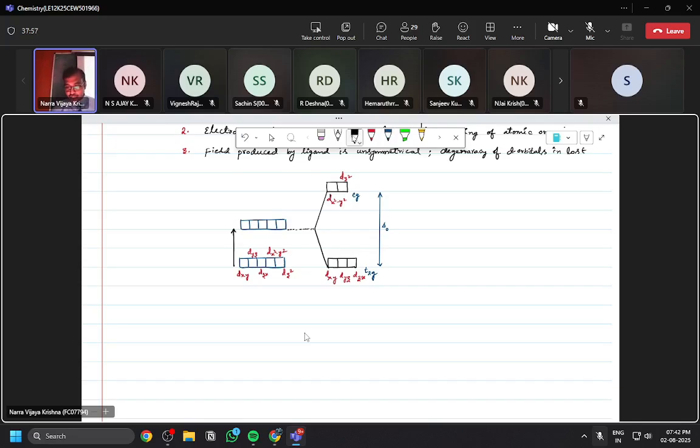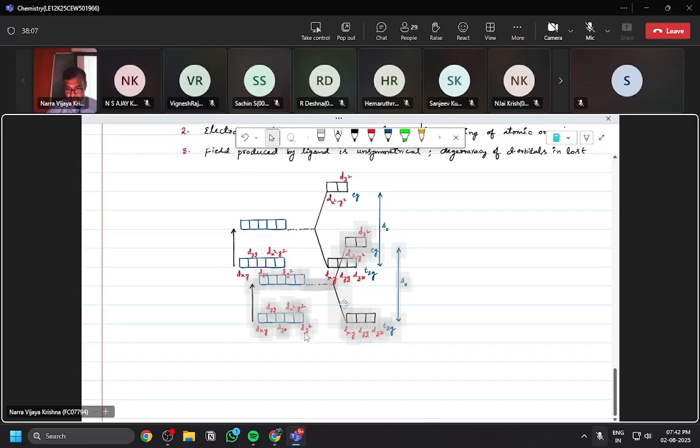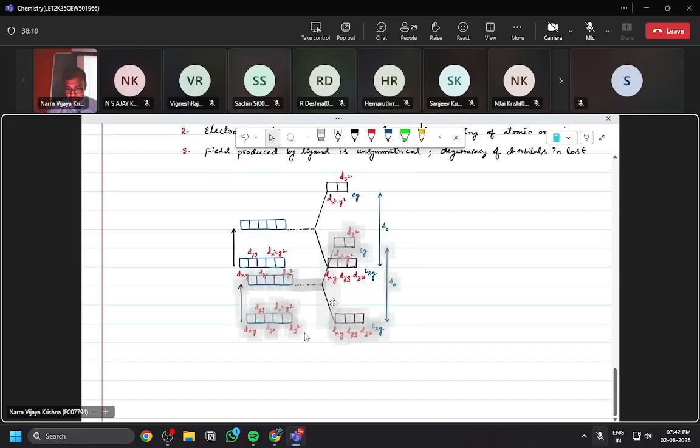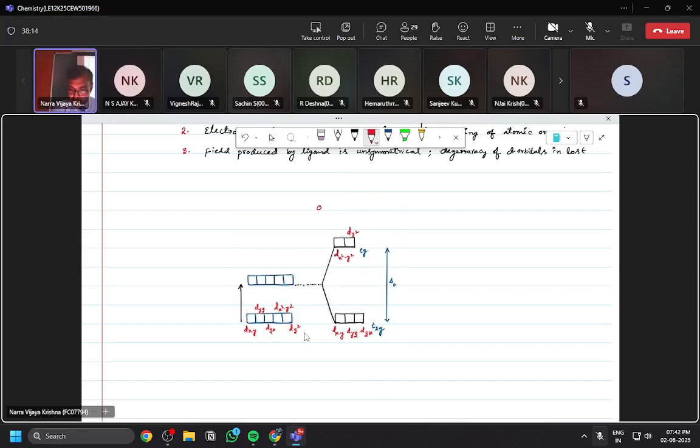This type of splitting occurs in case of octahedral complexes. Why, sir? Observe the shape of octahedral complexes. There is the xy plane. In the xy plane, 4 ligands are there, along plus x axis, minus x axis, plus y, minus y. One above, one below along the z axis. So 6 ligands will be approaching along all the axes.